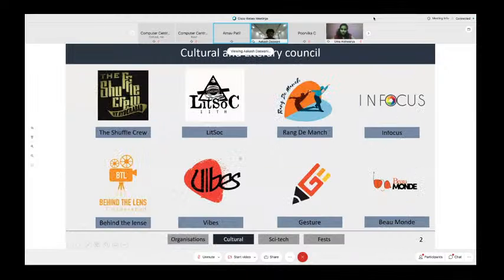Now moving on to the Cultural and Literary Council, we have got the dance club known as Shuffle Crew, Literary Society, Lit Sock, the Dramatics Club, Rang De Manch, Photography Club, In Focus, Videography Club, Behind the Lens, Vibes, which goes as the Music Club, Gesture, the Arts and Crafts Club, and Blue Monday, which is the Fashion Club here.